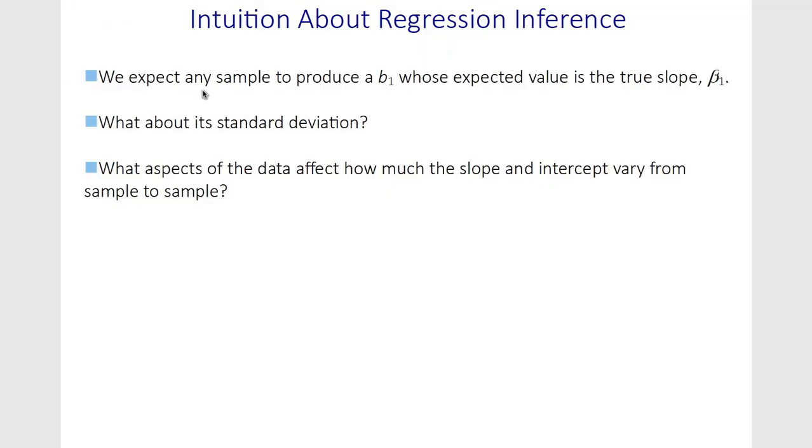Now, we expect any sample to produce a slope whose expected value is the true slope, capital beta. But what about that standard deviation? And what aspects of the data affect how much the slope and intercept vary from sample to sample? So now we're going to talk about how the slope and the y-intercept can vary.